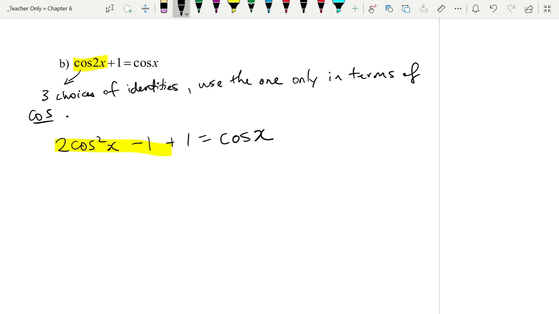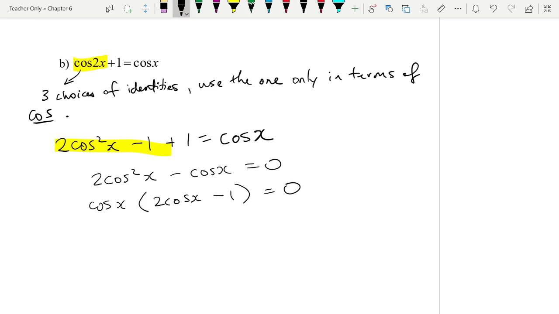Okay? The minus 1 and plus 1, of course, cancel. And a good idea, again, is to not think I want to divide both sides by cos. No. Go to your factoring skills. That's the way to do this. Now I'm going to factor out cosine of x, leaving me 2 cosine of x minus 1. And my solutions are going to be cosine of x equals 0 and 2 cosine of x minus 1 equals 0. So that's cosine of x is a half. And we've seen these answers already.